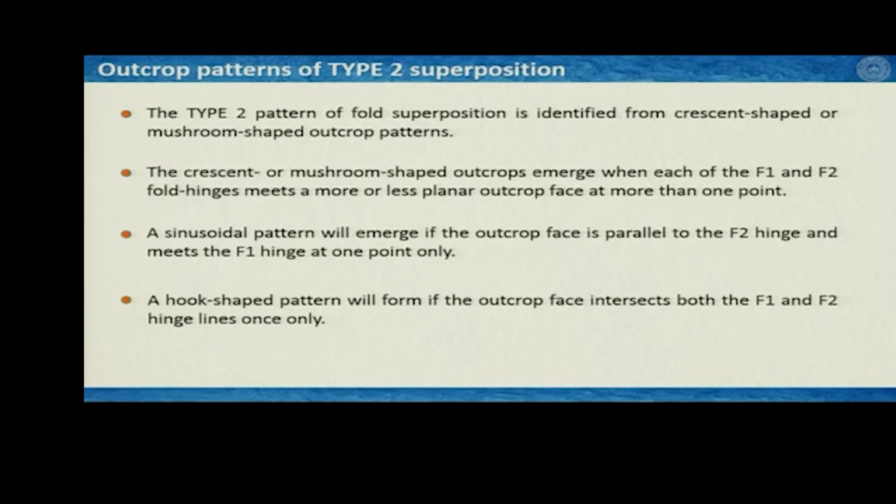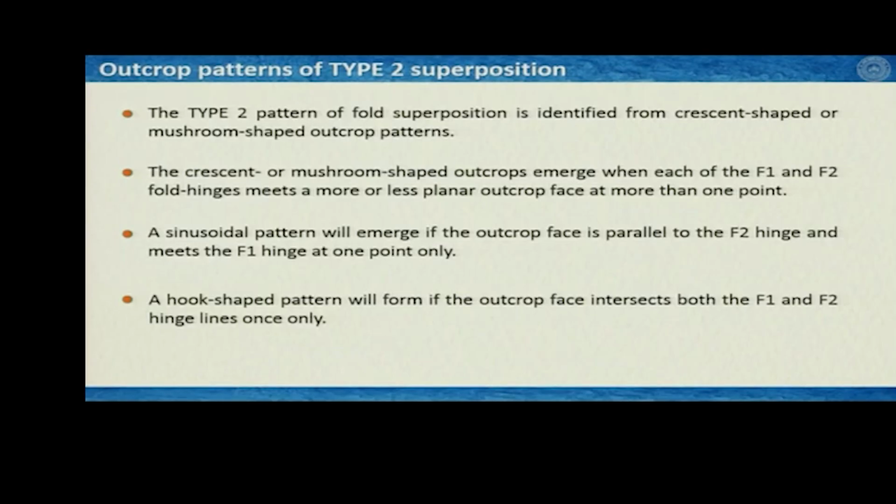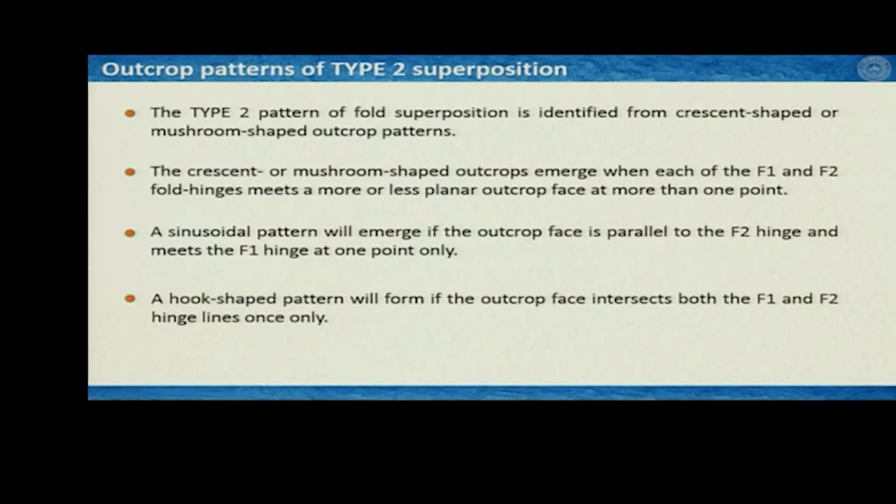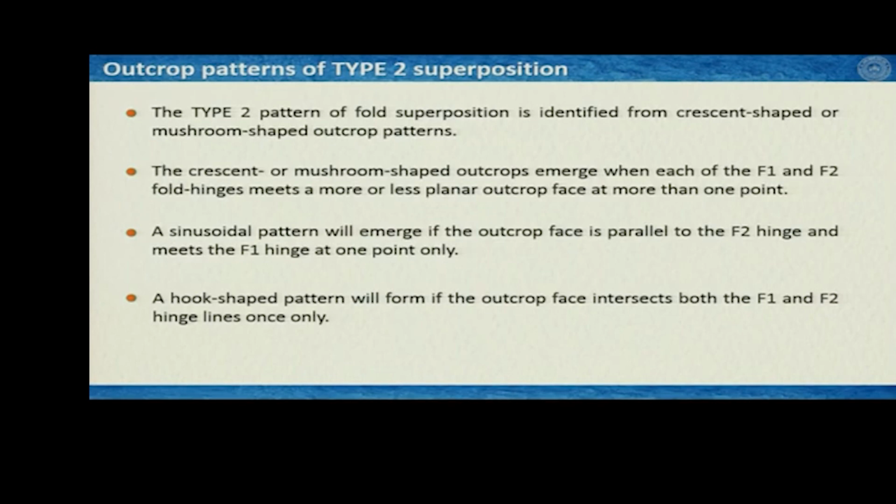Let us have a look what happens with type 2 superposition in terms of their outcrop patterns. The type 2 pattern of fold superposition is generally identified by crescent-shaped or mushroom-shaped outcrop patterns. Now you don't see them again in all sections. So for crescent or mushroom-shaped outcrop patterns, you can only see when F1 and F2 fold hinges meet more or less a planar outcrop face at least more than 1 point. So that means F1 has to pass through the plane at least 2 times, and same for the F2.